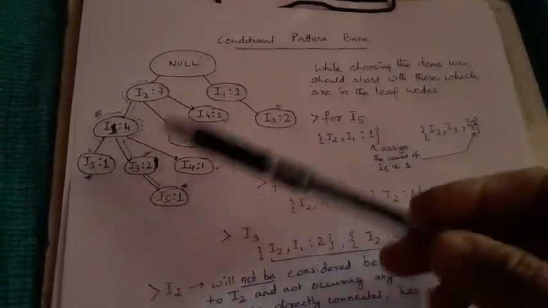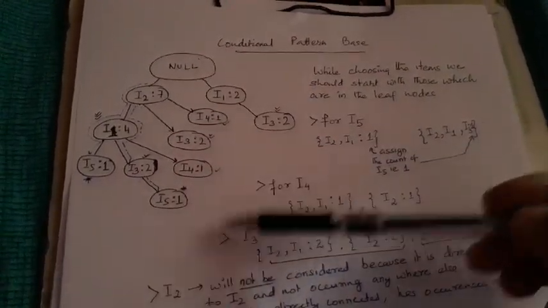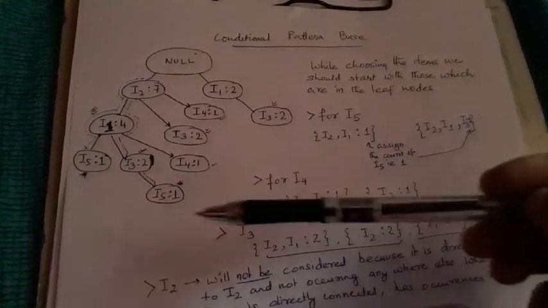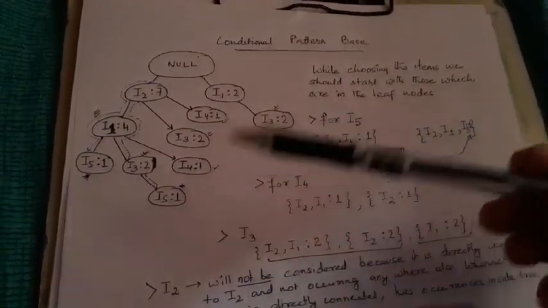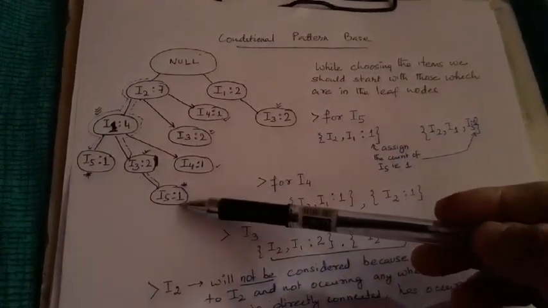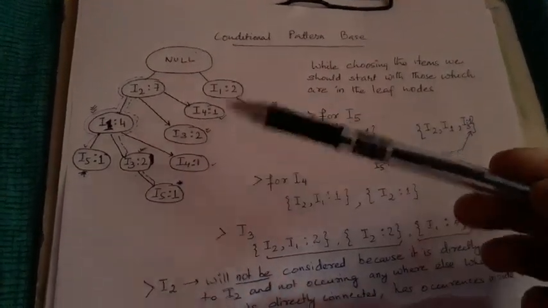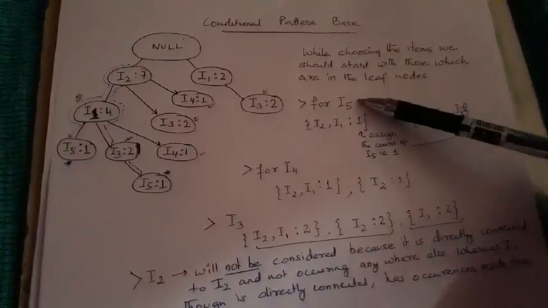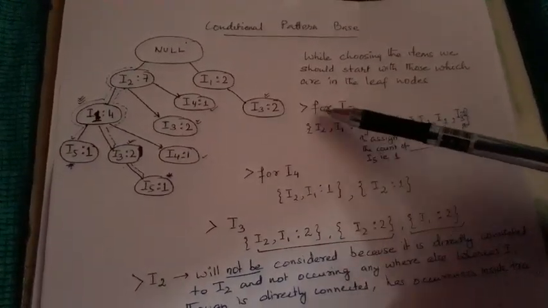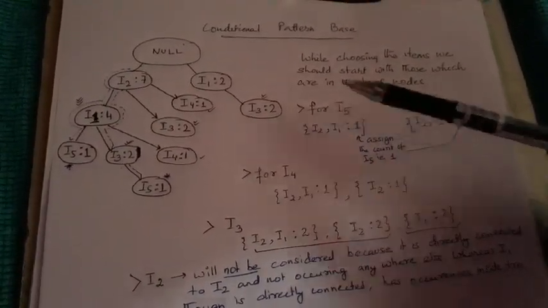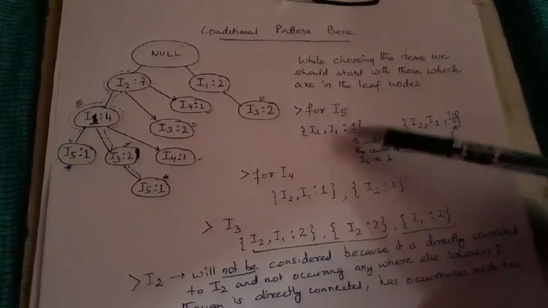Now we have to choose one node and start with that. Preferably we should always choose a leaf node. In this tree we have I5 as a leaf, so we can start with I5, then go up to I4, I3, like that. So we are beginning with I5, and we write it like this, I5. Each node will create its pattern base.